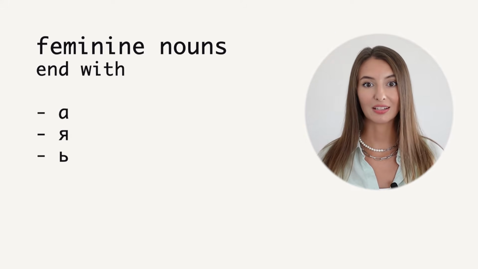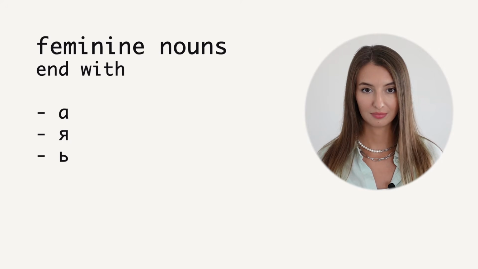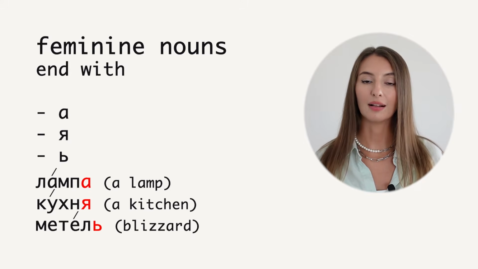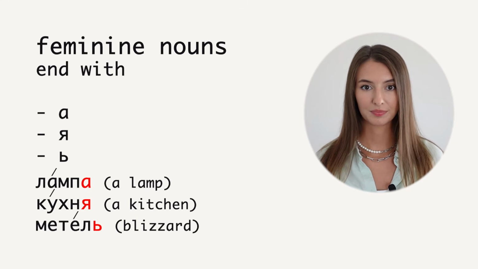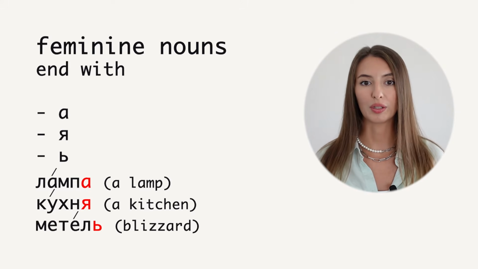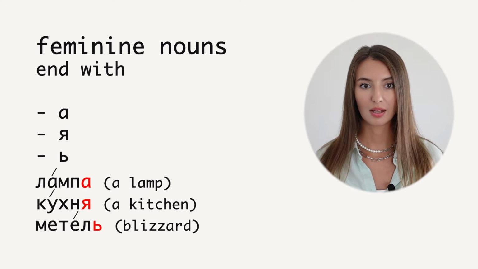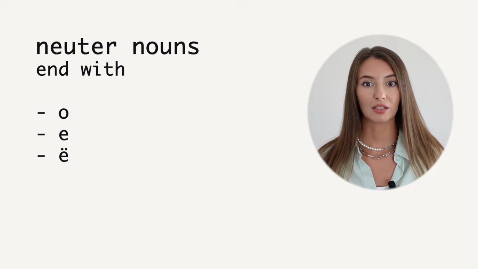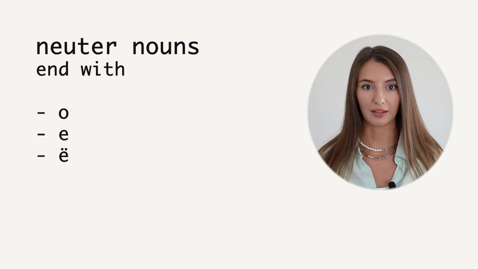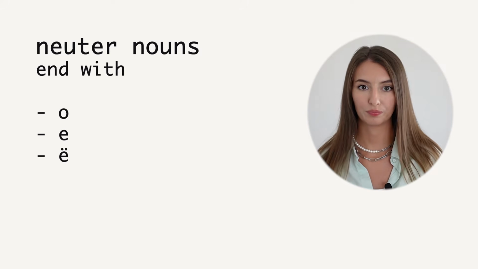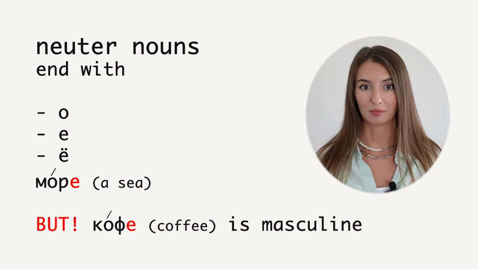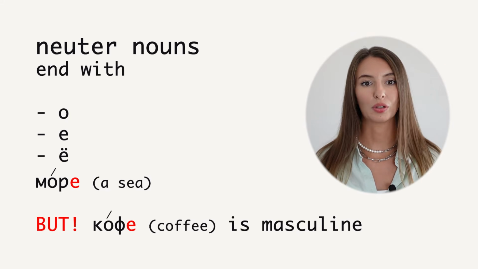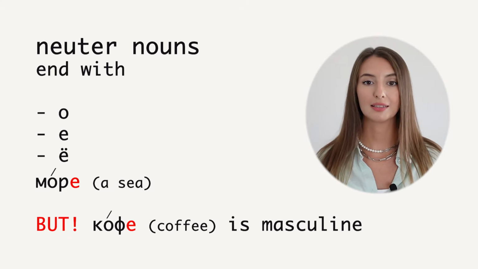Feminine nouns end with а, я, or the soft sign. For example, лампа, кухня, метель. Neuter nouns end with о, е, or ё. For example, море. But the word кофе is an exception.